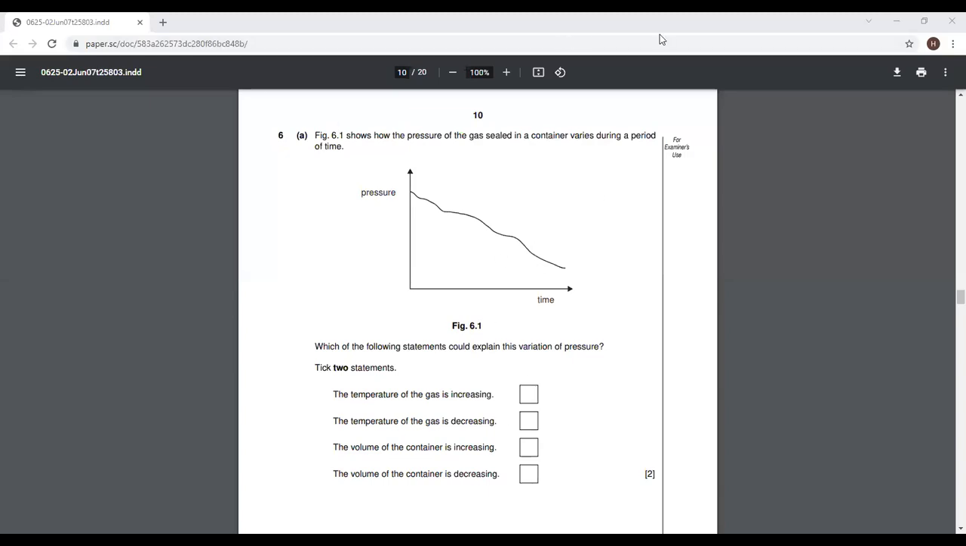Here we have another question regarding the pressure of a gas sealed in a container, which varies during a period of time. Which of the following statements could explain its variation of pressure? As you can see, the pressure is decreasing. It's moving from this point down, so it's decreasing. When the pressure is decreasing, the volume should increase, and the temperature should also be decreasing. Okay, that's for this part.